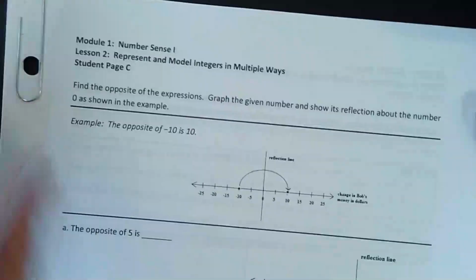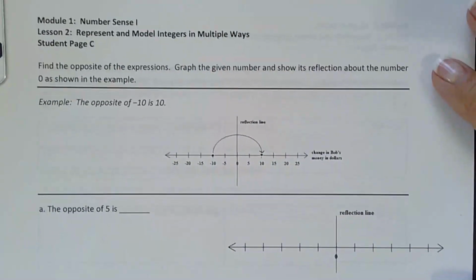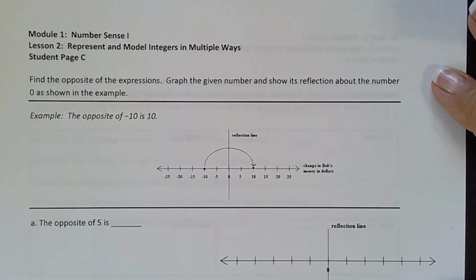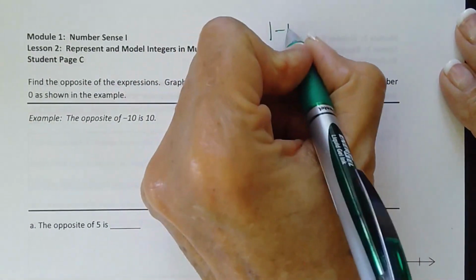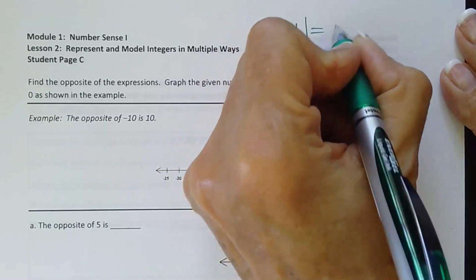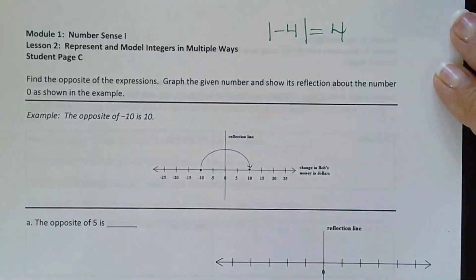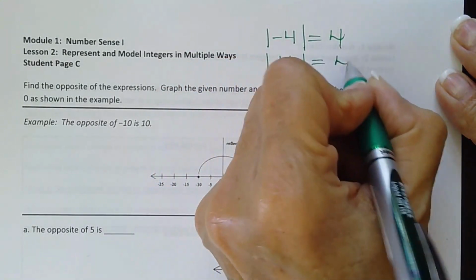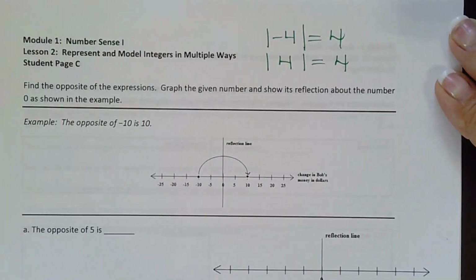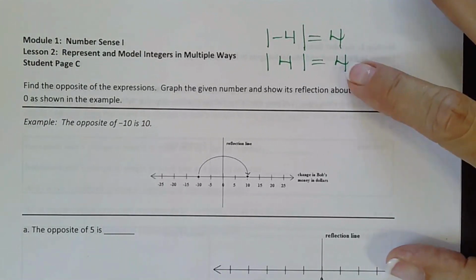Okay, student page C. So we're going to learn about opposite, and I put these side by side for a reason, because students think opposite and absolute value are the same thing, and that is absolutely incorrect. When we do the absolute value of negative 4, yes, we do take the opposite. But when we do the absolute value of 4, it stays the same because they're both 4. So we cannot call absolute value opposites.